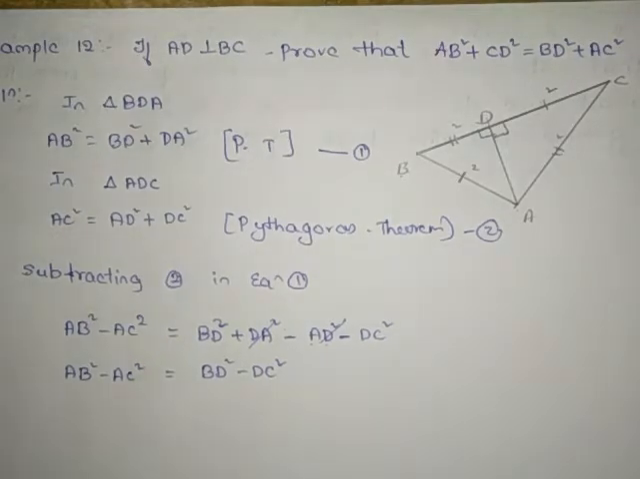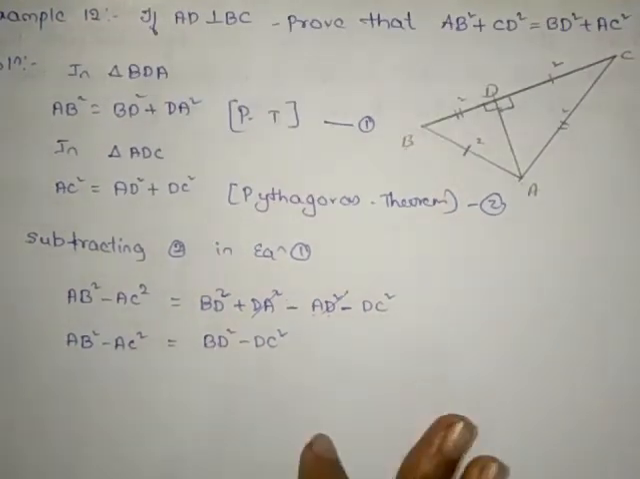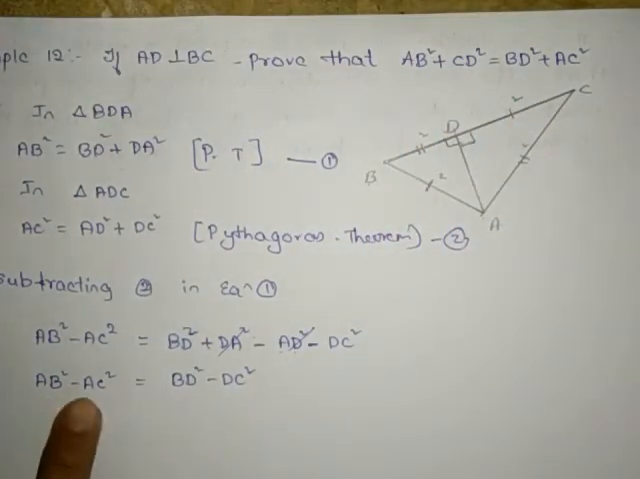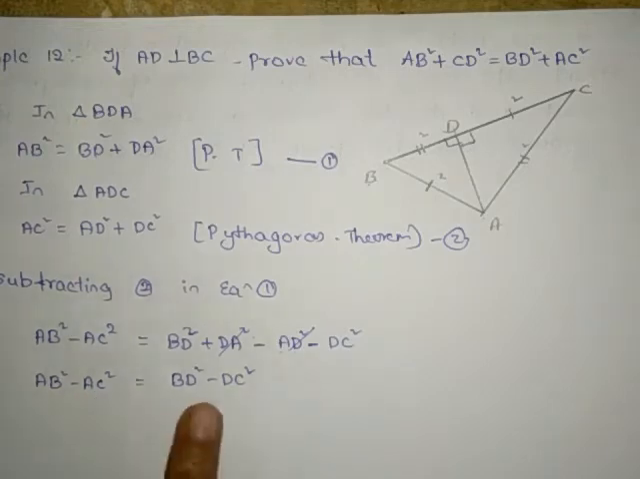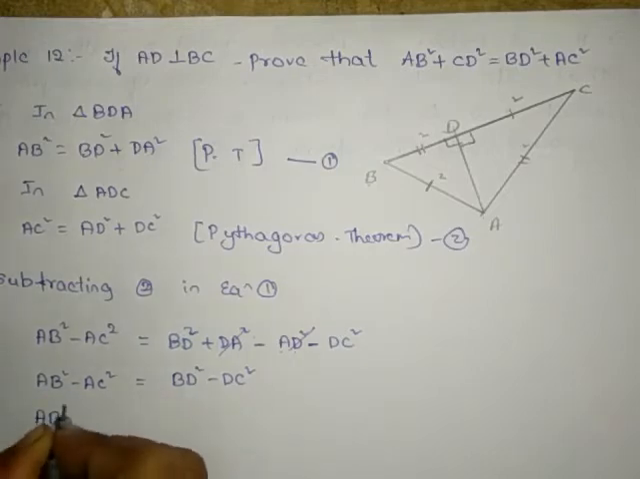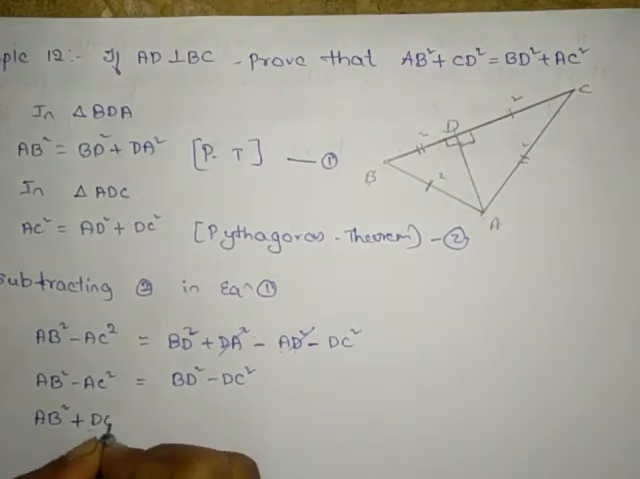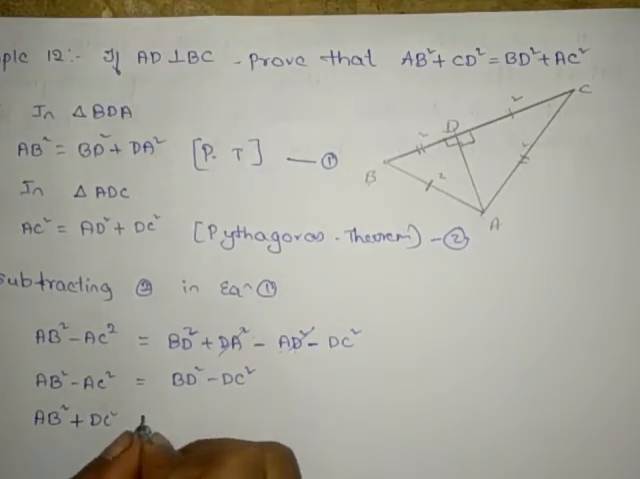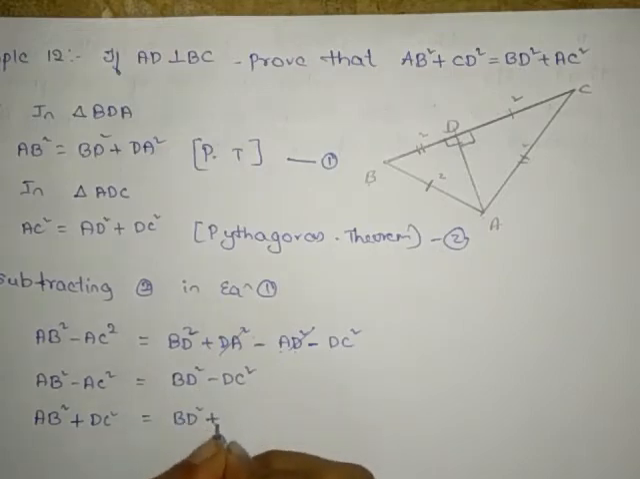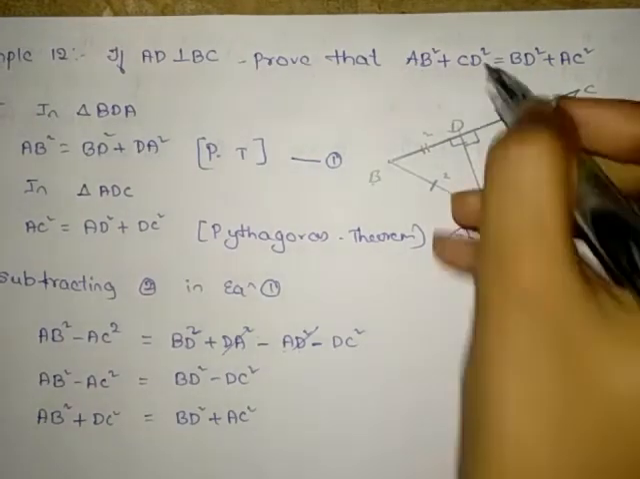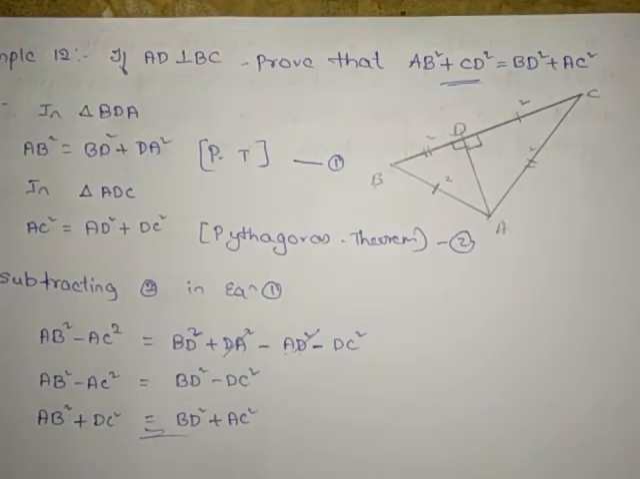Now we'll rearrange the terms. We want here what they have given? AB square plus CD square, right? So we'll shift this AC square to the right hand side and we'll bring DC to the left hand side. AB square plus, here it is minus, it will be plus DC square or CD square, both are same, is equal to BD square plus again AC square. Hence we proved the required answer. This is what we proved here, right? Okay, this completes 12th example.